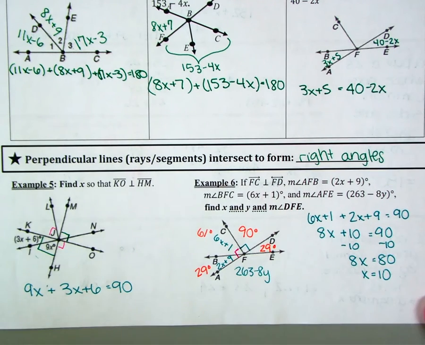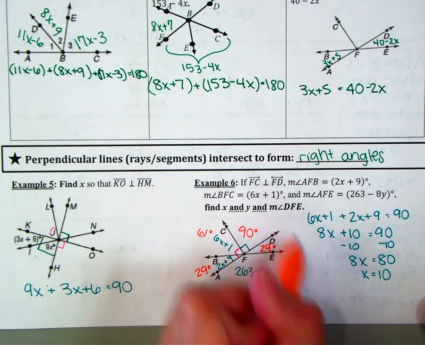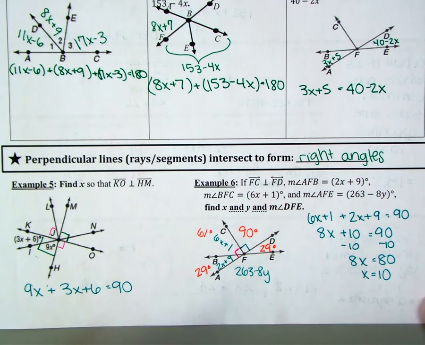And there's 2 ways to think about this one. Actually, there's a lot of ways to think about this one. We know that if we go full circle, all of them together have to be 360. We also know that AFE is a linear pair with AFB. So we could do 29 plus 263 minus 8y equals 180. We could also do 263 minus 8y plus 29 on that side and get 180. Either way, it'll give you the same answer.